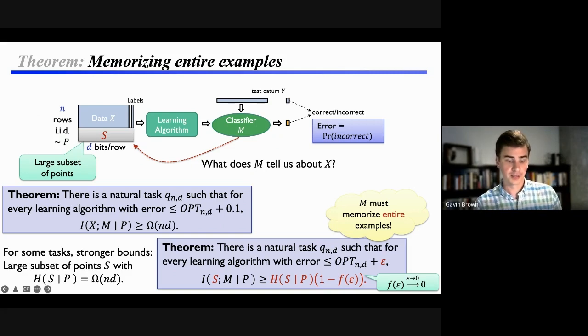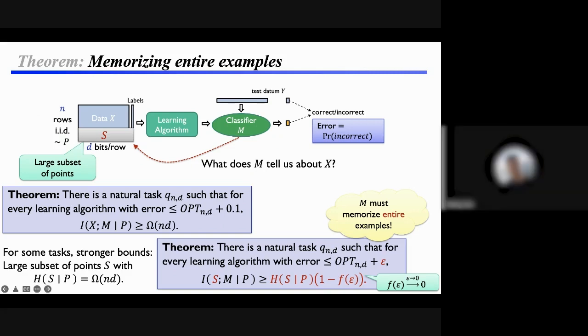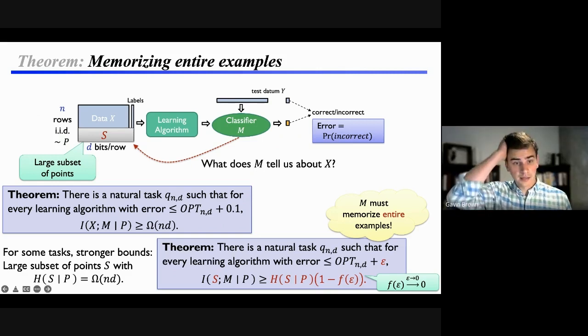Another question? A quick question. Why is the information called irrelevant? Yes. So for instance, in this first theorem, we say that the mutual information between X and M, conditioned on P, is big omega of N times D. This talks about the irrelevant information that M has memorized.